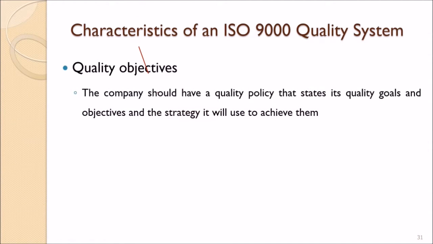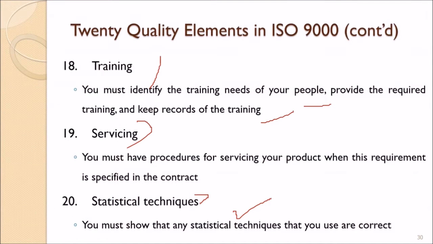And quality objectives. We have just seen the 20 quality elements in ISO 9000, and you may not be able to remember all of these, but the idea should be very clear. That right from the management responsibility to the quality plan to the training to the service to the keeping of records, document control, and customer supplied products, maintaining them.